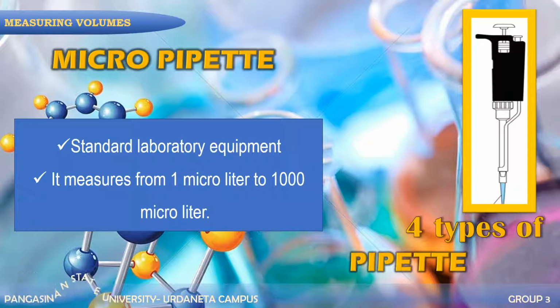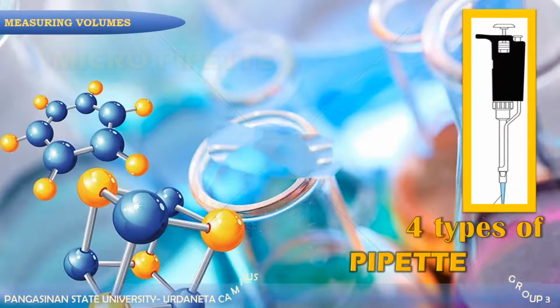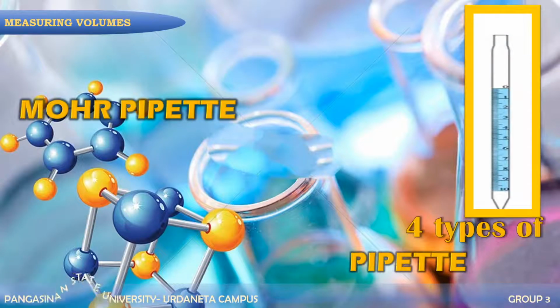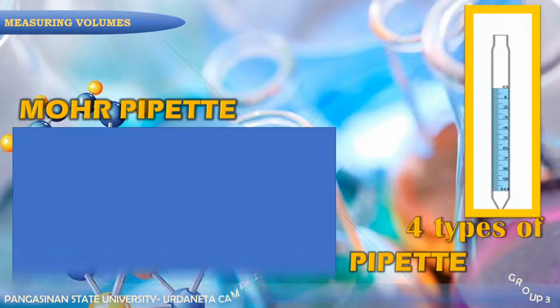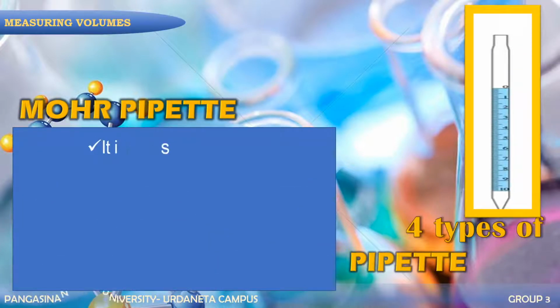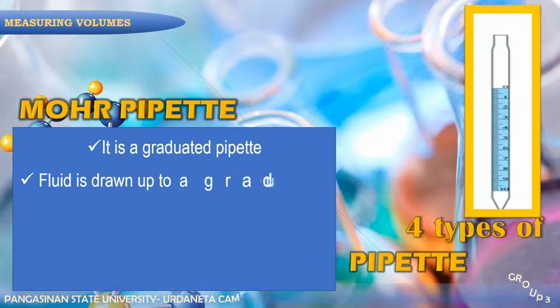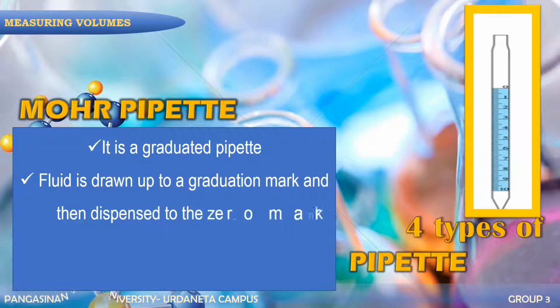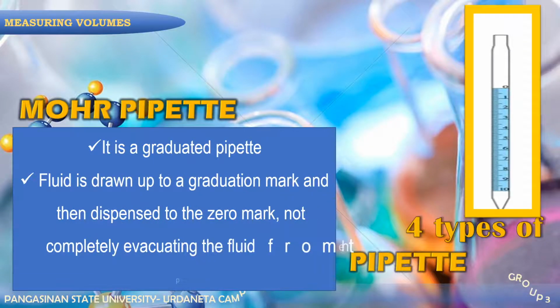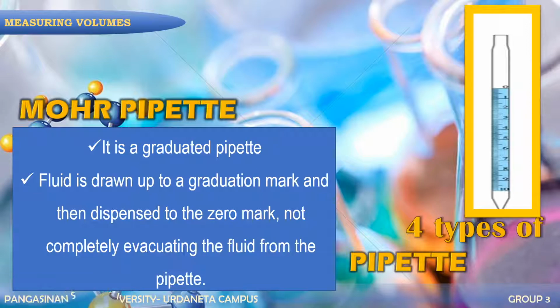The second type of pipette is the Mohr pipette. A Mohr pipette is a graduated pipette in which the calibration marks do not extend to the tip but stop at a point above the tip. Fluid is drawn to the graduation mark and then dispensed to the 0 mark, not completely evacuating the fluid from the pipette.